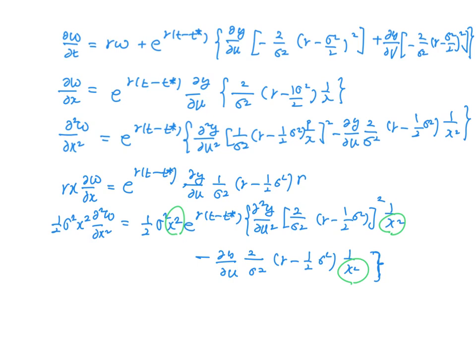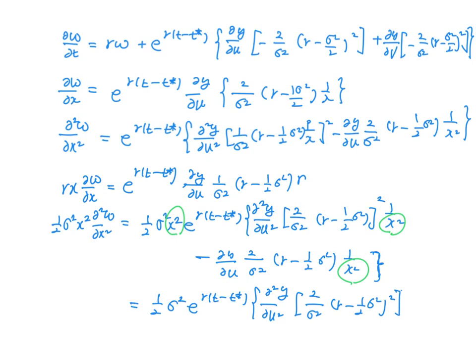We have 1/2 sigma square exponential r t minus t star partial u square partial y sigma square over 2 r minus 1/2 sigma square square, minus partial y partial u 2 over sigma square r minus 1 over sigma square. So let's add them together.